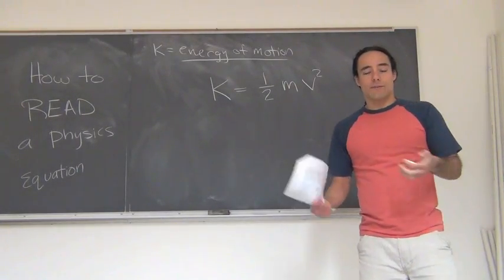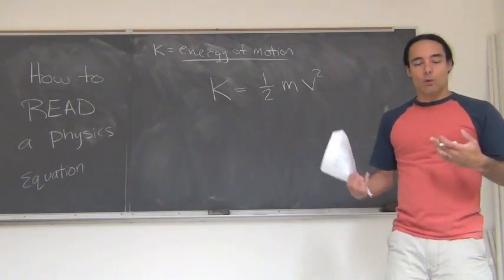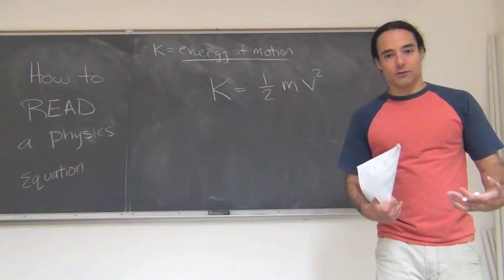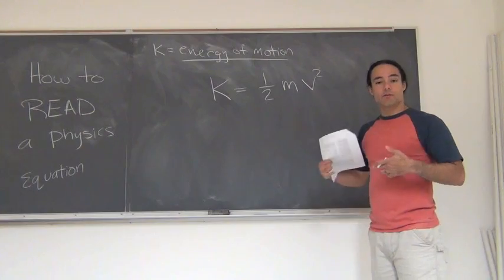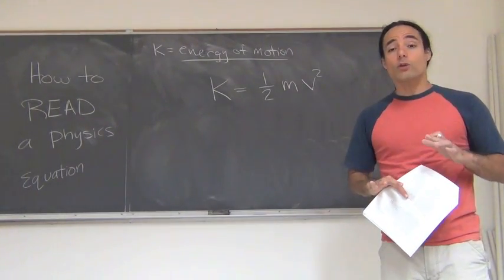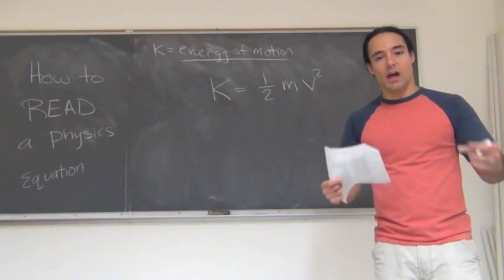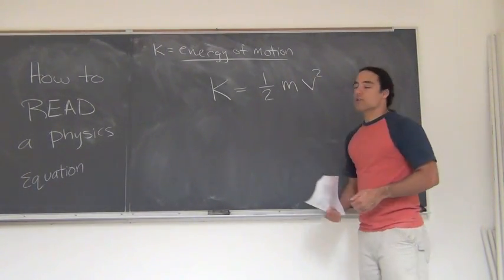So even without having gone over energy yet, we can still do a pretty good job of figuring out whether or not this equation makes any sense. So I know it should depend on the mass of an object times the velocity squared. Let's see if that makes sense. Ultimately, the only question you want to ask is, does this make sense? All right, well, it's the energy of motion.